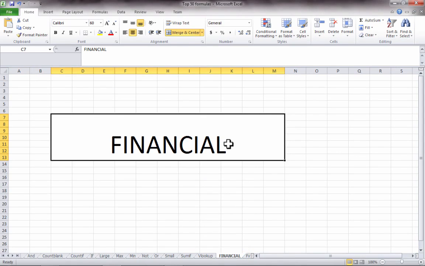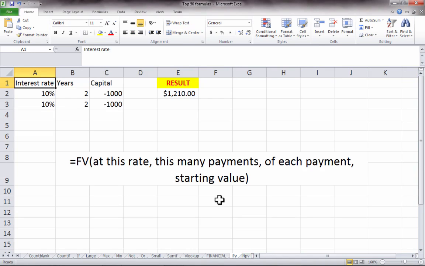Next we have financial functions. This is actually a list of functions that you could see either in your financial calculator, but it's also useful in computing, let's say, mortgages, your payments. So let's go through these functions.